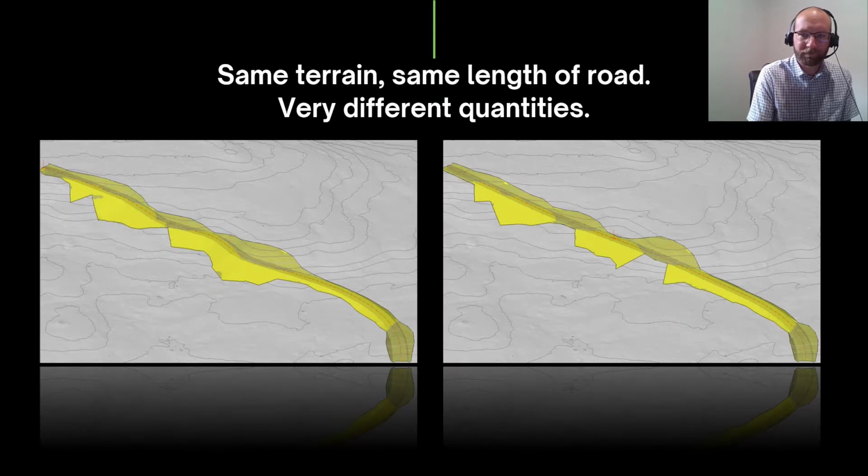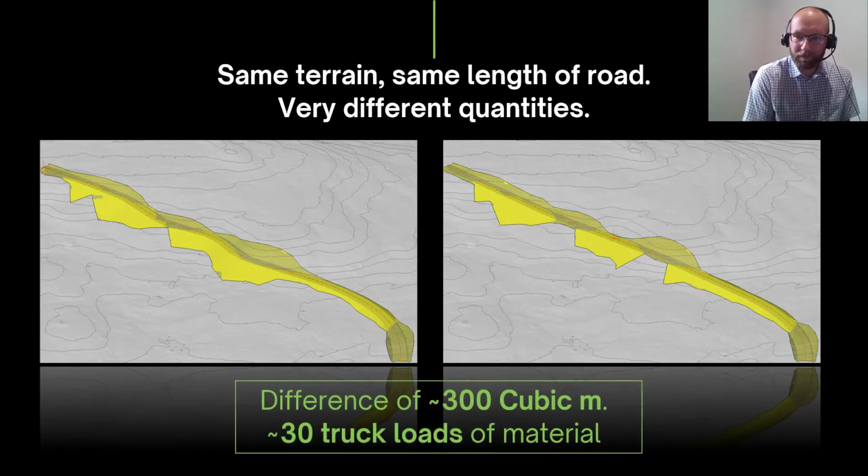Here we have an example of that. Both segments are about 360 meters long on fairly gentle terrain. Using a flat rate or construction category system, these would be identical. But there's a difference of about 300 cubic meters, which is about 30 truckloads of material, on a short piece of road on identical ground. It might be the same cost for you, but it's not for your builder.